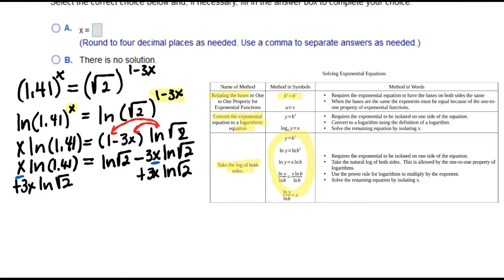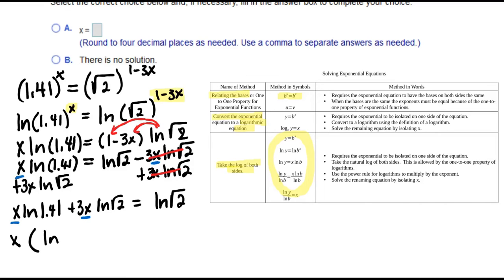Now these are not like terms, so I'm just going to write it out. X natural log of 1.41 plus 3x natural log square root of 2. On the right, those two will cancel each other out, and I only have natural log square root of 2. So once I have all those x's on the same side, I can factor out that x. It gives me natural log 1.41 plus 3 natural log square root of 2 equals natural log square root of 2.